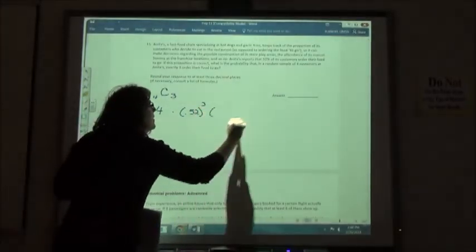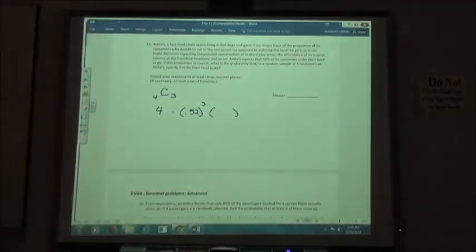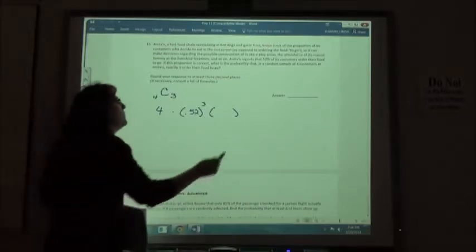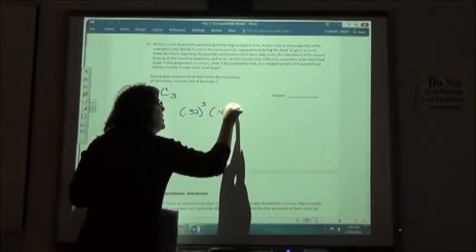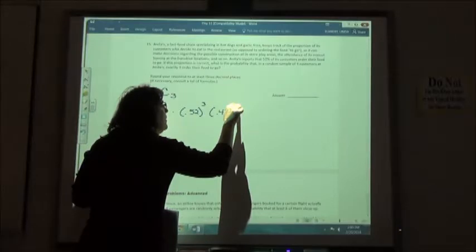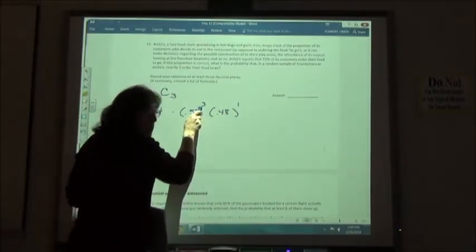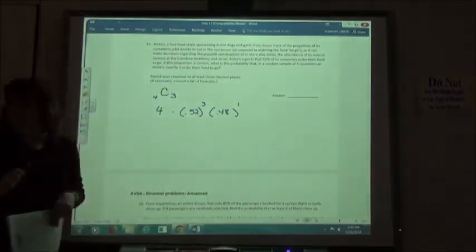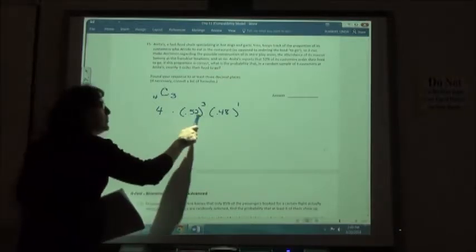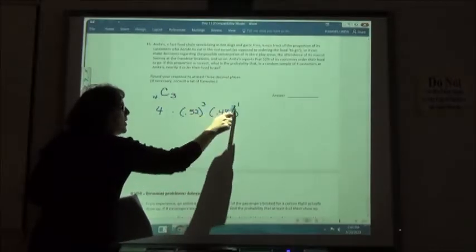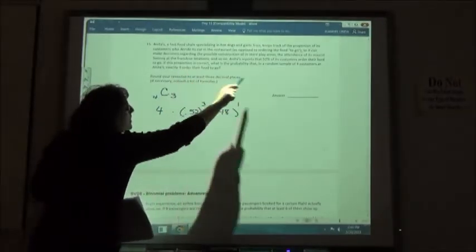3. My other percent, those that are not going to order their food to go, would be 48%. And how many out of the 4 are going to do that? 3? Nope, 1. 3 are going to order it to go, which only leaves 1 that is not going to order it to go. So these 2 percentages should add up to your 100%. These 2 numbers, the exponents, should add up to the total number of people that you sampled.